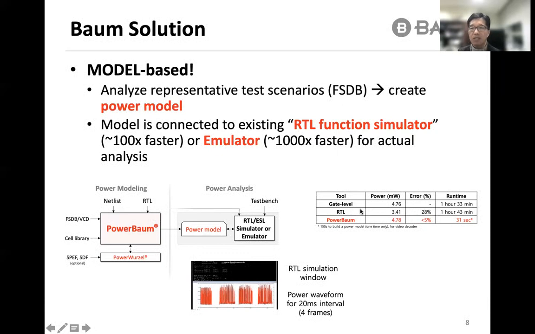In this table on the right-hand side, Baum is compared with gate-level and RTL power analysis solutions. With gate-level analysis as the golden reference, RTL has an inaccuracy of 28%, which is typical, but the error from Baum is less than 5%. The runtime of both gate-level and RTL analysis is around 90 or 100 minutes, but Baum takes only 0.5 minutes, which represents about 200 times speedup.